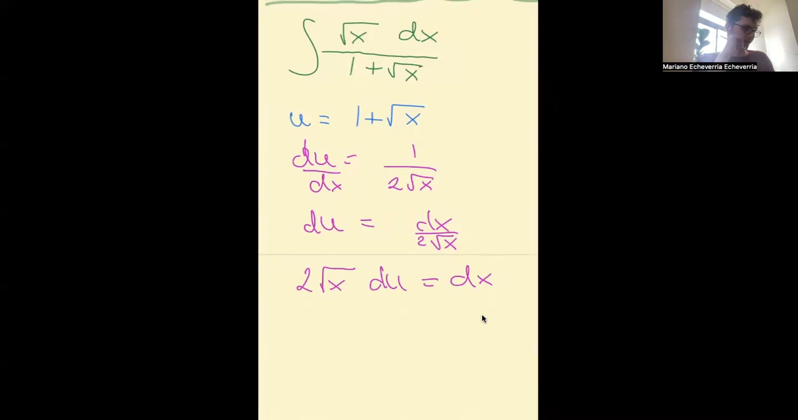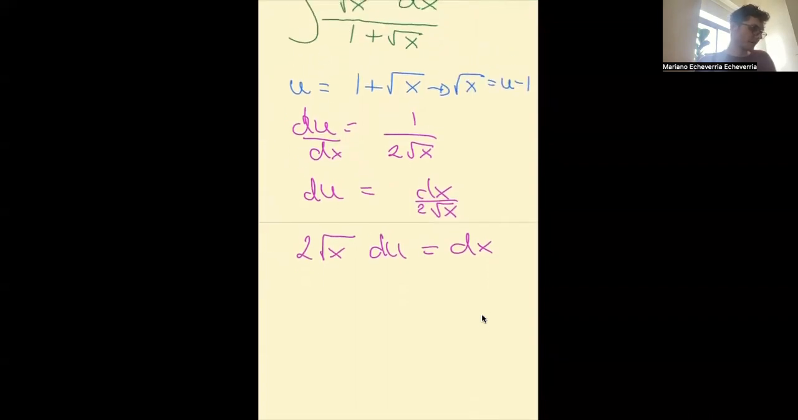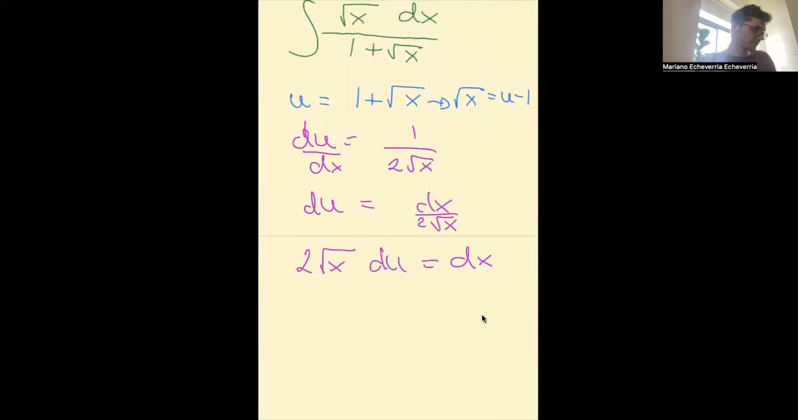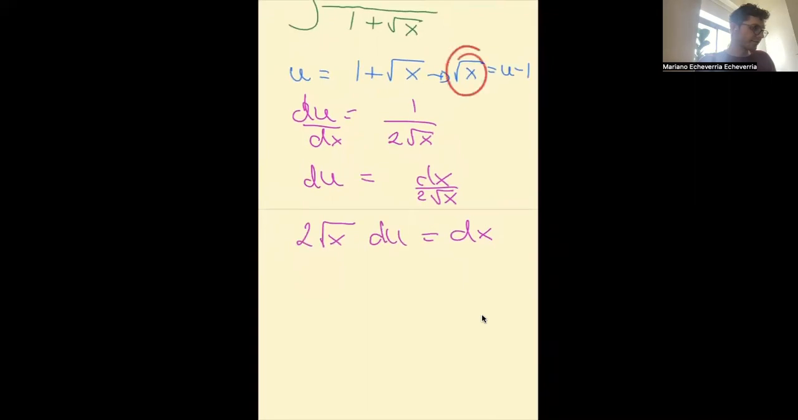Okay, and this is kind of weird. Well, if you look at this change of variables, it is saying that root of x is u minus 1. So with that information, you can substitute root of x here and say that 2 times u minus 1 du equals dx.